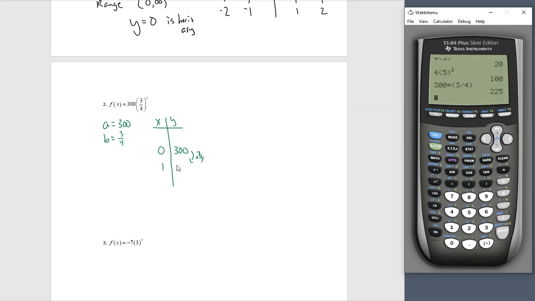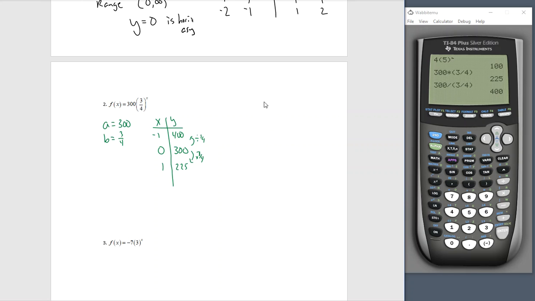We get 225. And if I go backwards from there, I'll divide by 3/4. So I'm going to take my 100, take the same thing, but change that multiply to a divide by 3/4. I'll get 400. So once you have your a value, you can find your y-intercept, plot your y-intercept, and when x steps up by 1, we multiply that y value by b to get our new y value. And when we step backwards, we divide by that b value.